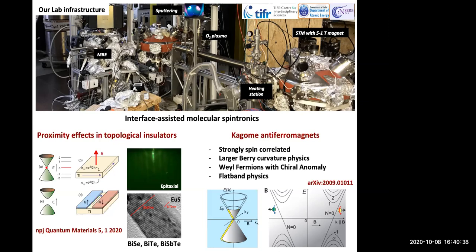The other topic is more interesting. It's a recently developed field, which is on Kagome antiferromagnets. I have a postdoc, Joy Mukherjee, who's working on this aspect. The main interesting aspect of these systems is that they are strongly spin correlated. It's basically a 2D spin lattice network, which is known to give rise to very large Berry curvature physics, and therefore can be seen from anomalous Hall transport measurements. And not just that, the band structure physics and the topology associated with these 3D materials is quite exotic.